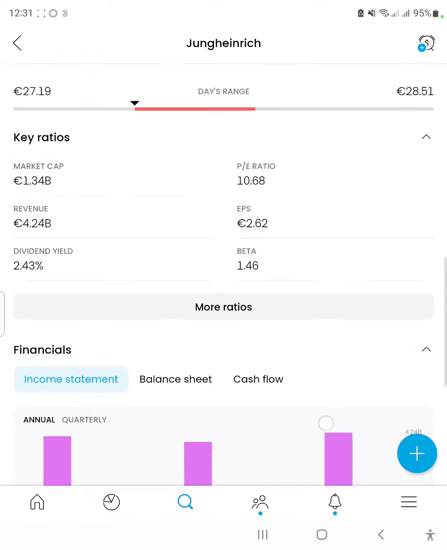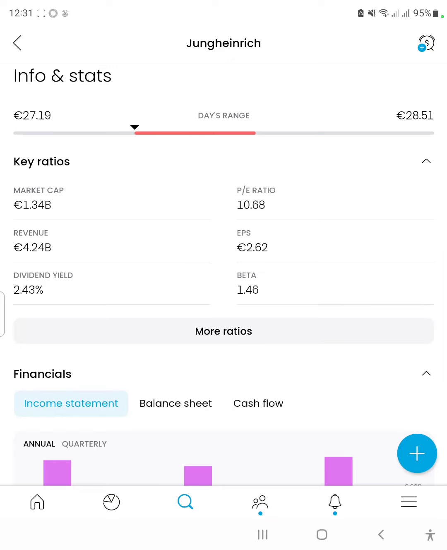So we're going to start off with the market cap. That is the overall price of the company according to what the company is valued by the market, which is 1.34 billion euros, which is good. It meets the 1 billion euro requirement that I would say determines that a company is safe enough to invest in, all things considered, financially.